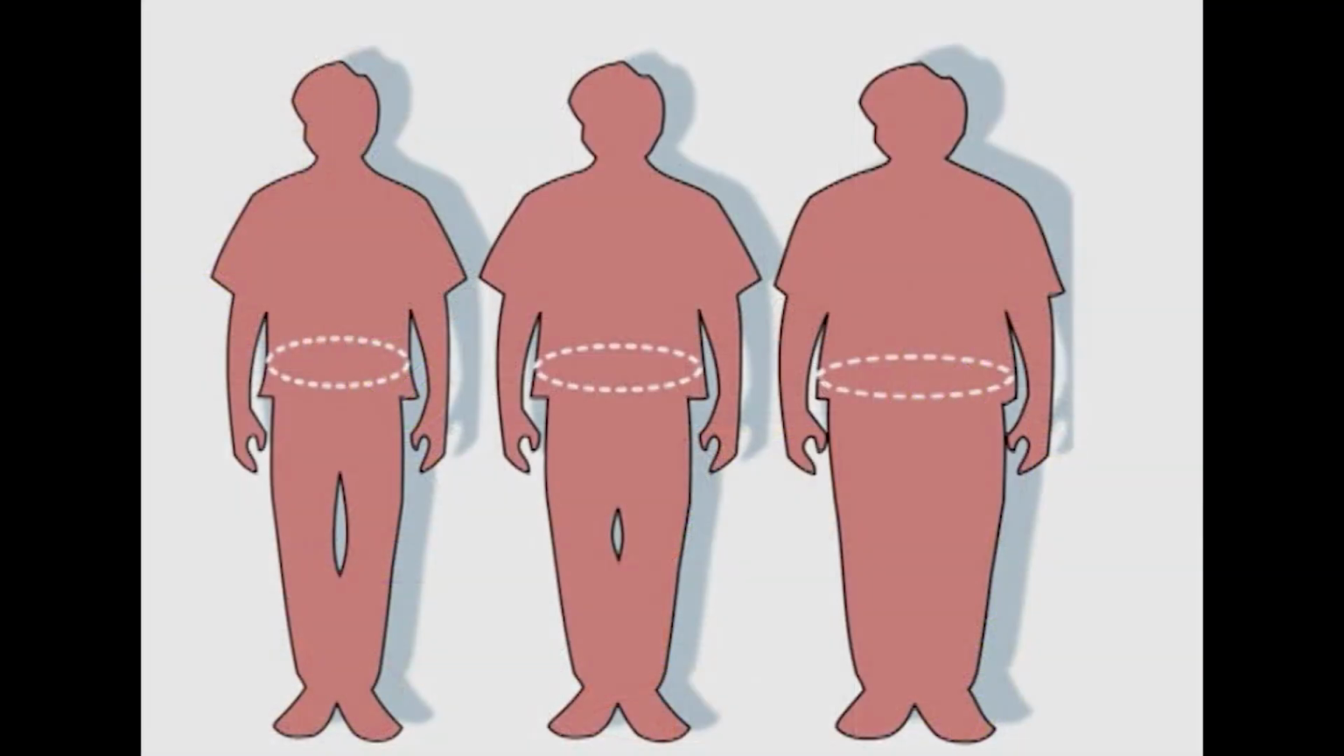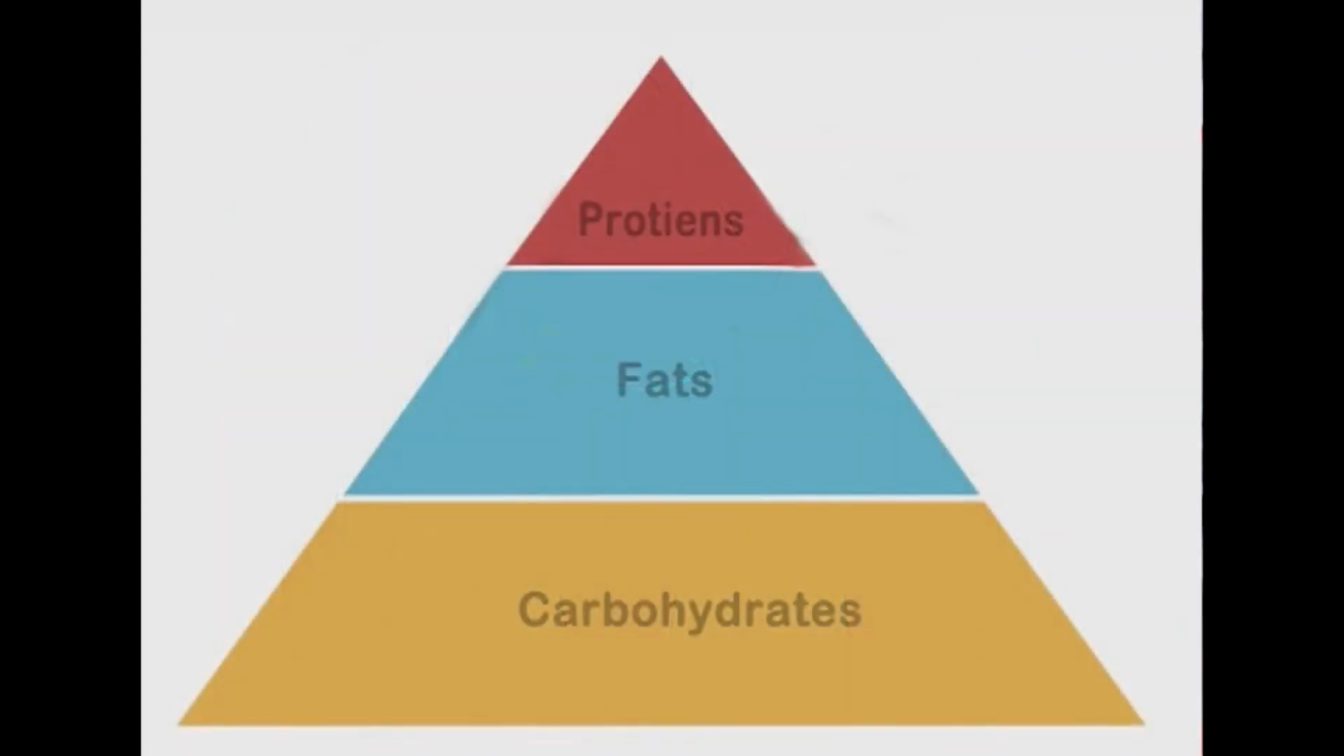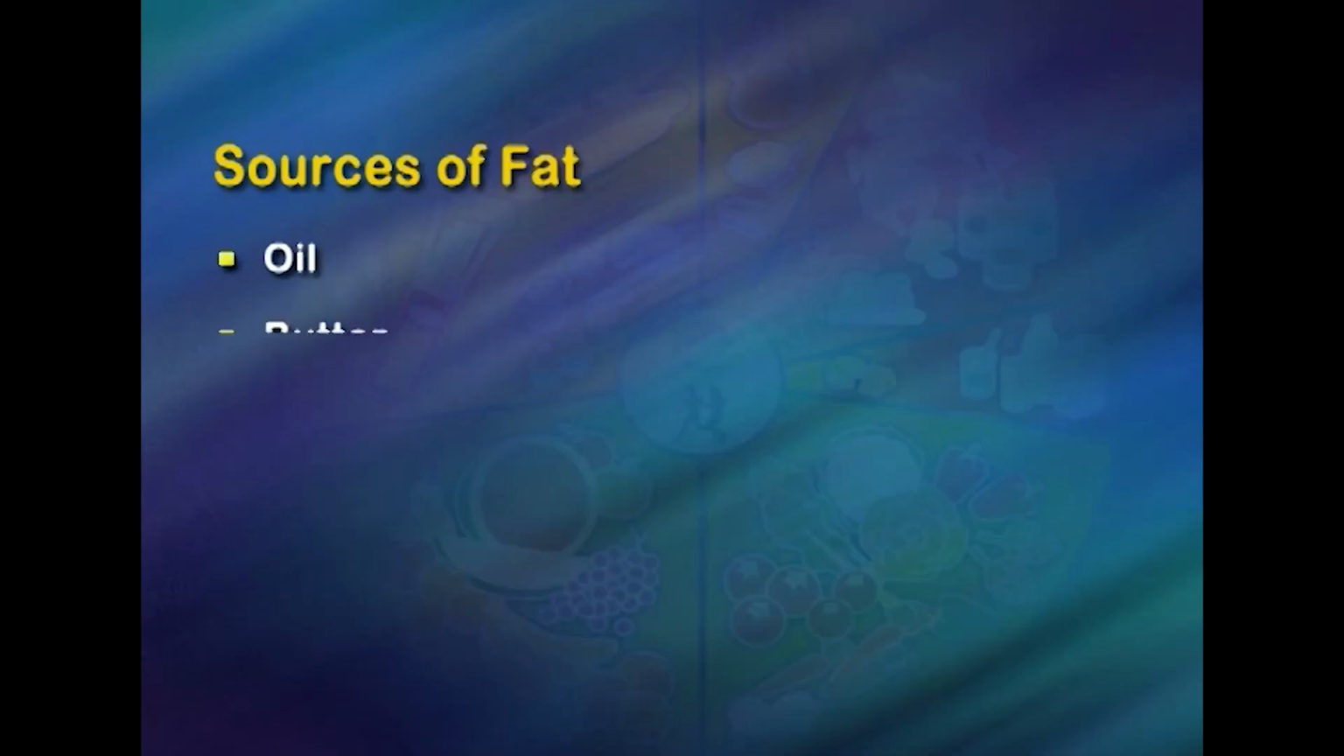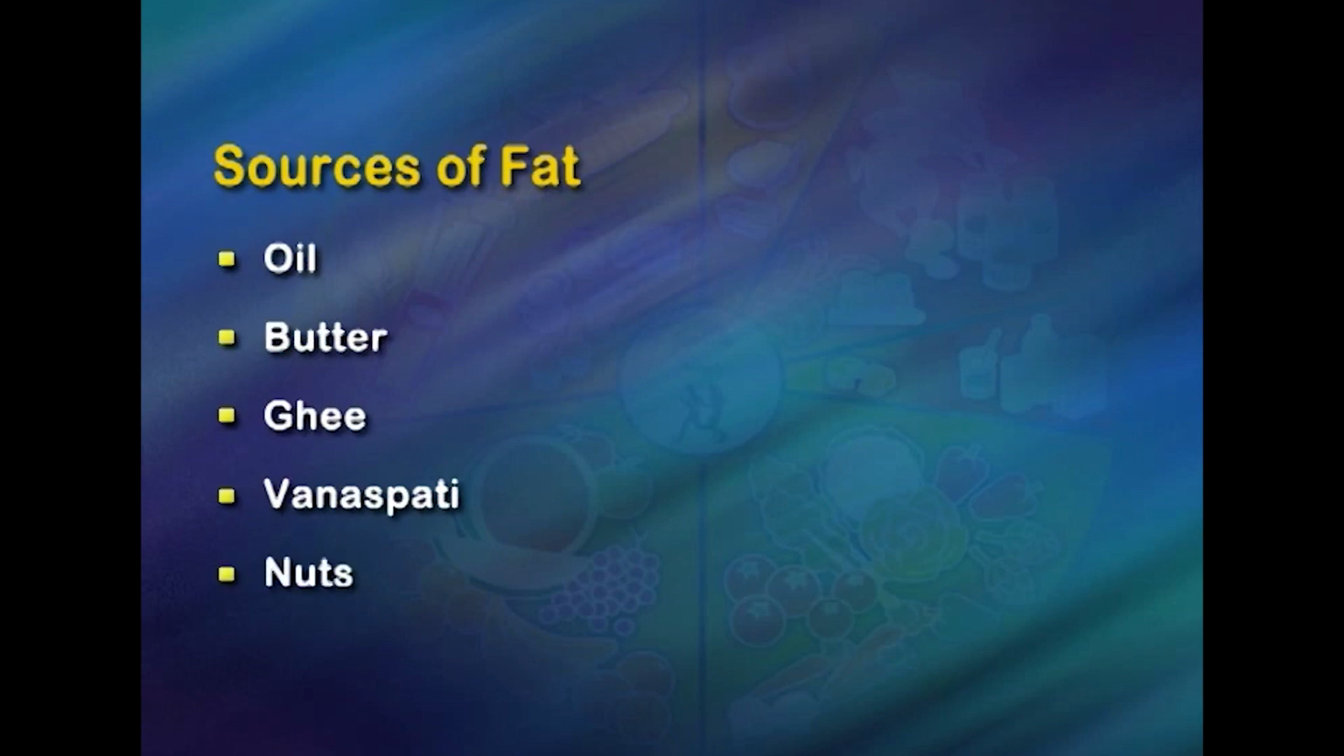Whenever we take an excess amount of fat in the diet, it is stored as fat reserves in our body. Compared to carbohydrates and proteins, 1 gram of fat provides 9 kilocalories of energy, which is almost double the amount provided by carbohydrates and proteins. We get fat from oil, butter, ghee, vanaspati, and also nuts and oil seeds.